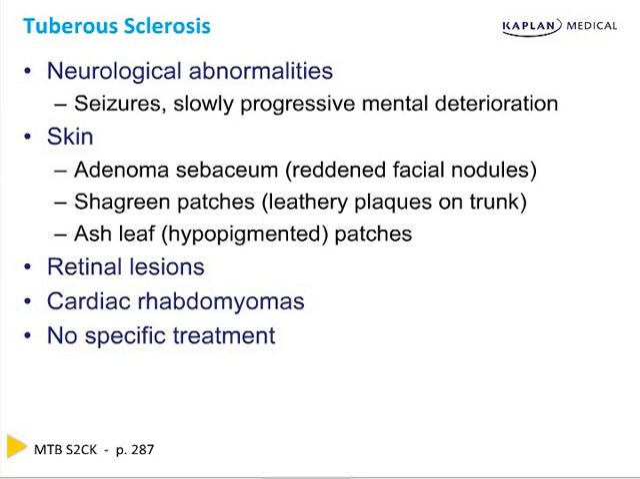Now, there is no treatment, and at most, all you can do is control the seizures, but it's a question of recognizing the most likely diagnosis. And in addition, you're going to have to know that adenoma sebaceum goes with tuberous sclerosis, and shagreen patches with tuberous sclerosis, and ash leaf with tuberous sclerosis, and those are the questions you're asked.